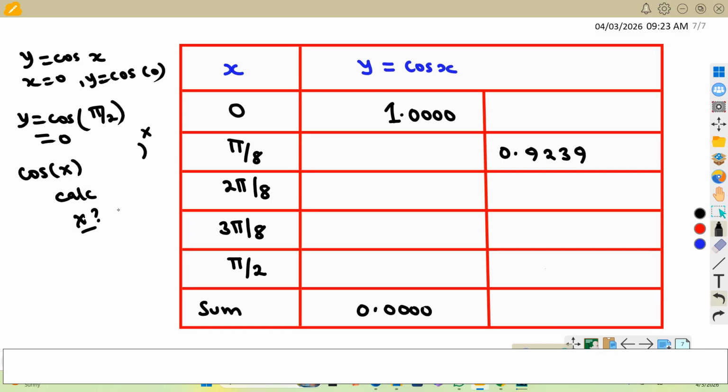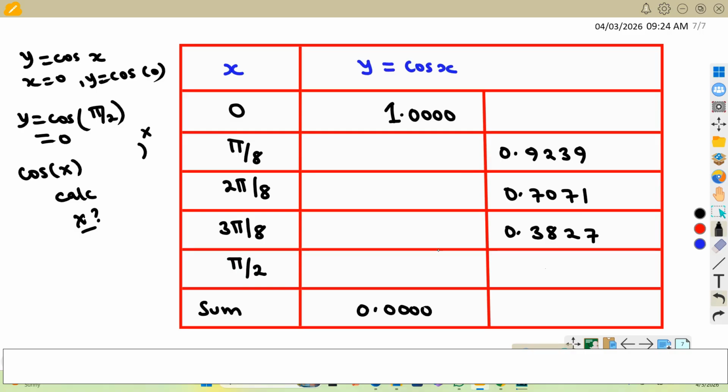So next, put again solve, then 2 pi. So next is 2 pi, then divide it by 8. 2 pi, then divide it by 8. So that will give you 0.7071. Then again, put your solve there, put 3 pi, then divide it by 8 also. So still you'll get 0.3827. So that is the value you will get.